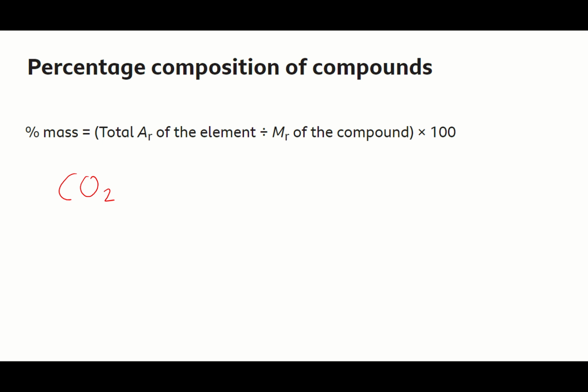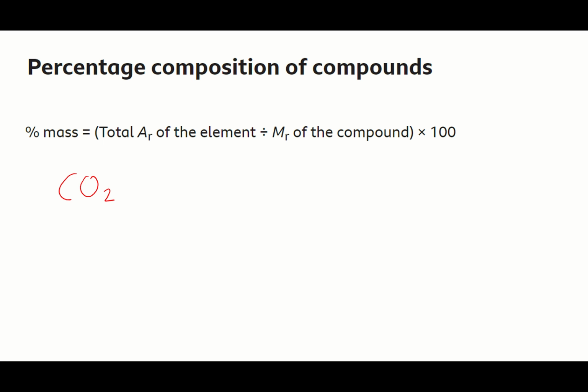Now we have a formula to calculate this, and there's the formula. Percentage mass equals the total AR of the element, which is the atomic mass of the element, divided by the relative formula mass of the compound, multiplied by 100. So let's look at this example of carbon dioxide.